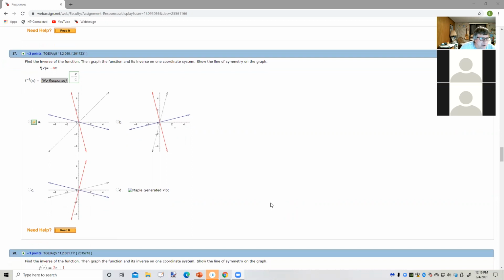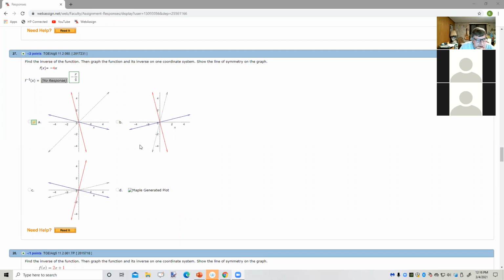Okay. All right. So look at number 27. Find the inverse of the function, then graph the function and its inverse on one coordinate system. Show the line of symmetry on the graph. So your original function is f of x equals negative 4x. And then you're supposed to find the inverse, which, can you see where it says negative x over 4? Yes. So that's the correct answer. It shows it on my view. In fact, it shows the correct answer here, but we'll ignore that for the moment.